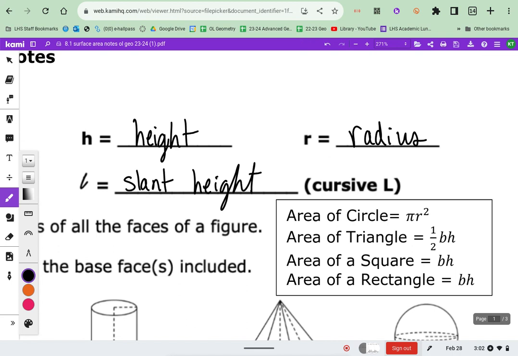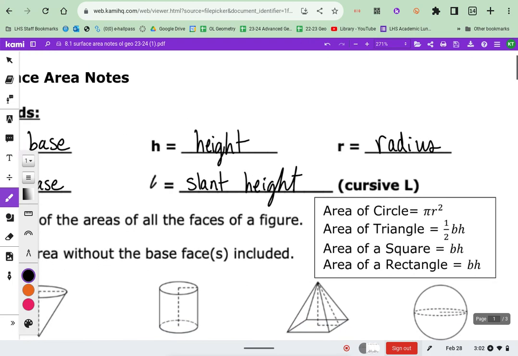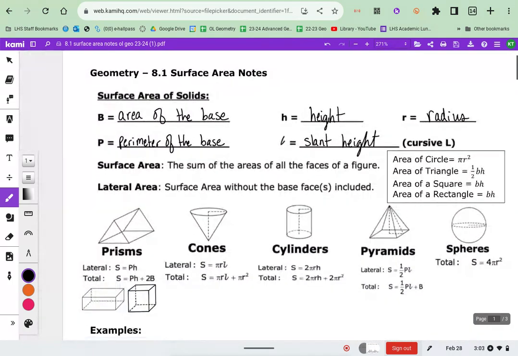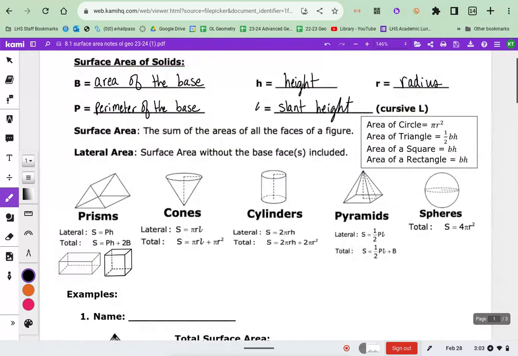So remember, surface area is, the idea is if you're going to paint that shape, how much paint would you need? Or if you're going to wrap a box in wrapping paper, how much wrapping paper would you need? So surface area is like the outside of a shape. So I'm going to skip all these formulas and we're just going to look at them one by one because I think it's easier that way.